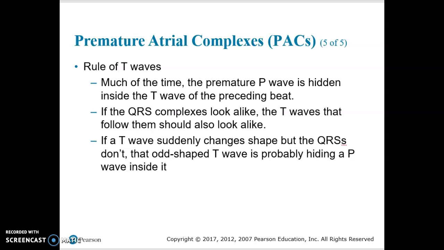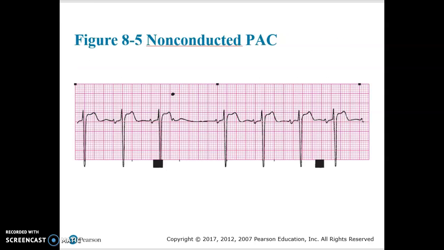If the QRS complexes look alike and the T waves follow them, they should all look alike. If you have one T wave that suddenly changes, we need to look because that P wave could be hiding inside of it. So when we take a peek at this strip, this is considered a non-conducted PAC. The interpretation here is going to be sinus rhythm with a non-conducted PAC. And the reason we know this is non-conducted, and I'll go over that with you.